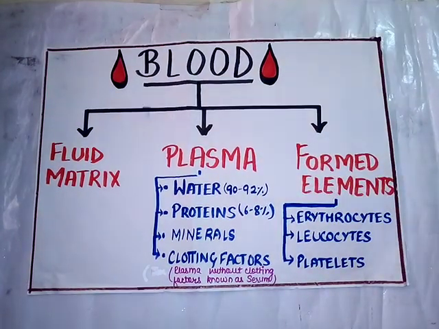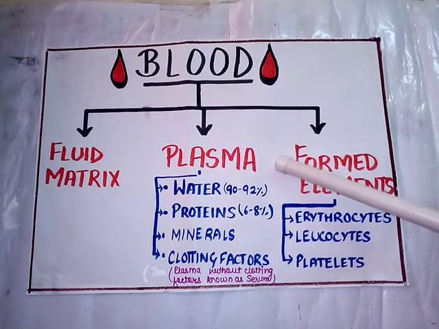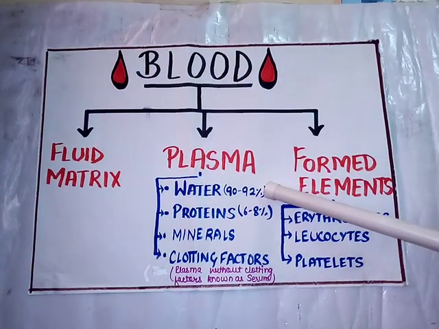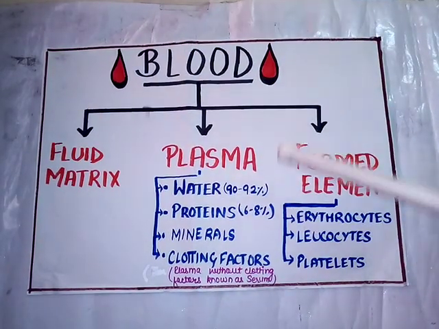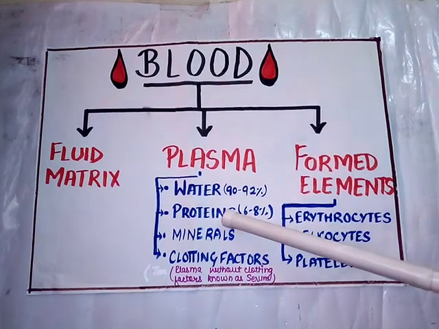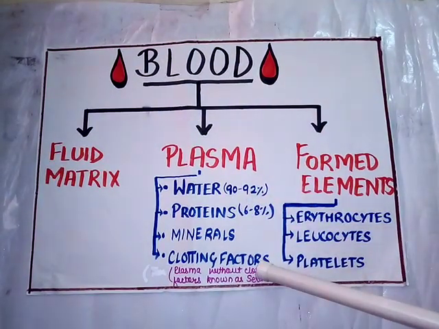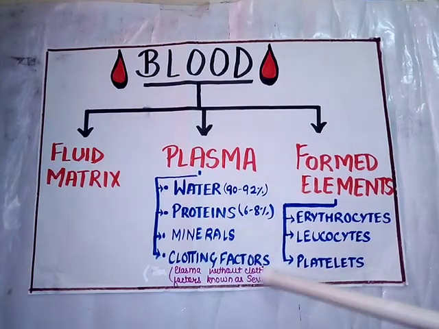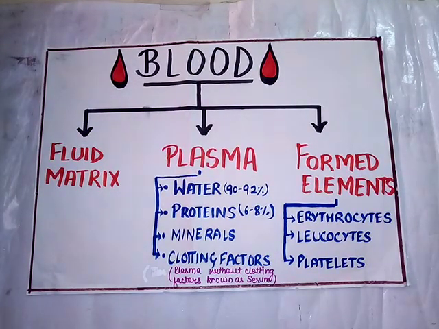Plasma. Plasma is straw colored, constituting 55% of the blood. This plasma is made up of 90 to 92% water, 6 to 8% proteins, minerals, and clotting factors. And if clotting factor is absent in plasma, then it is called serum.